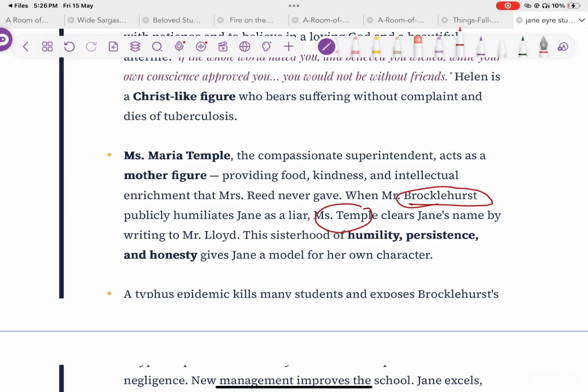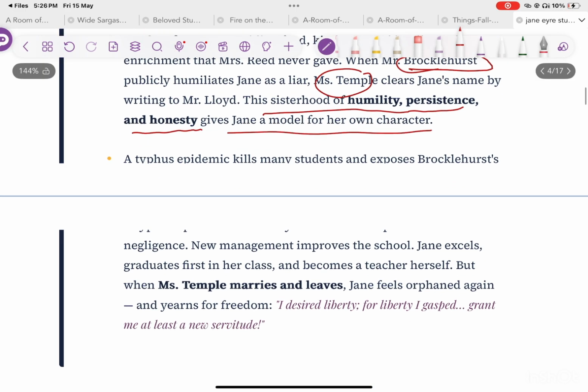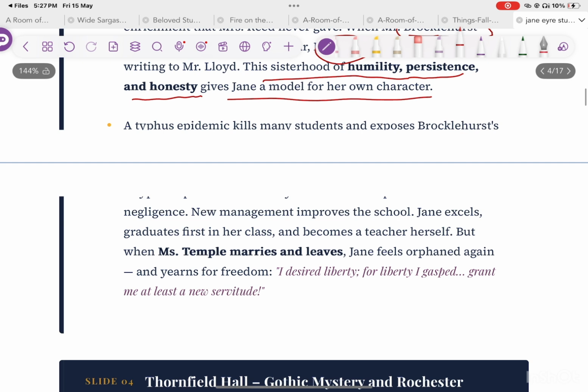This sister, who is a model of humanity, humility, and persistent honesty, gave Jane a model for her own character. A typhus epidemic kills many students and exposes Brocklehurst's negligence. Brocklehurst leaves after the epidemic, and new management comes in and improves the school. Jane excels, graduates first in her class, and becomes a teacher herself.